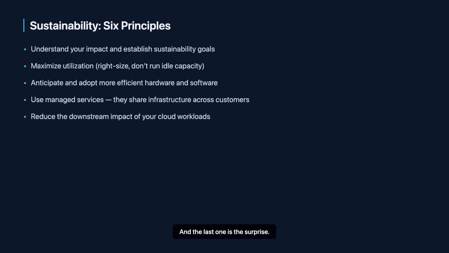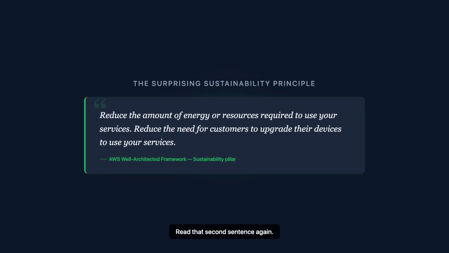And the last one is the surprise. Read that second sentence again. Reduce the need for customers to upgrade their devices to use your services. This is the principle that catches everyone out. Sustainability doesn't stop at your own data center boundary. It extends to the phones, laptops, and tablets your customers use. If your app forces every user to buy a faster phone, that's downstream impact. If a question mentions customer devices or downstream environmental effect, the pillar is sustainability.